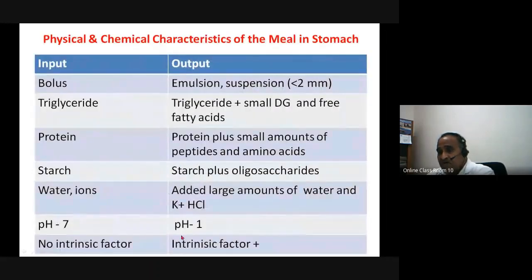Now, if I am mentioning the physical and chemical characteristics of the meal which is in the stomach, that means the input, what is coming to the stomach, is a bolus coming from the esophagus. And this bolus is emulsified and made into a suspension. The particle size is less than 2 millimeters. Here in the bolus, it is 5 millimeters or greater.